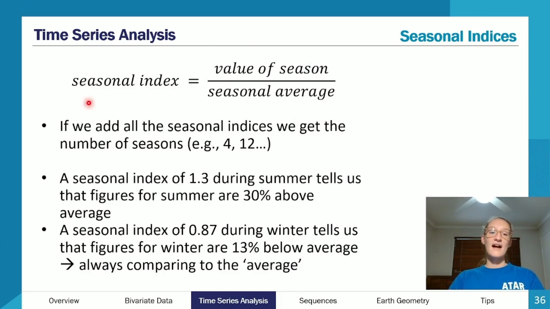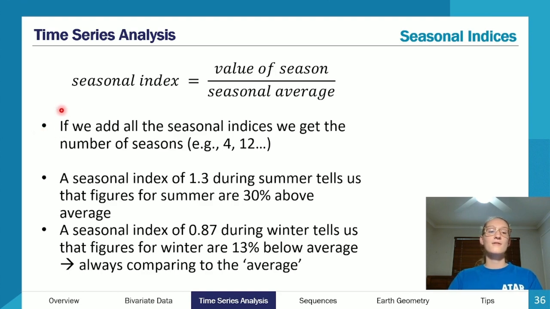This is our formula to calculate the seasonal indices. The seasonal index, that number that'll probably be around 1, a bit below or a bit above, is equal to the value of the season, for example the number of ice creams sold in summer, divided by the seasonal average. You've got to calculate that seasonal average before you can find your seasonal index. Again, a quick reminder that if you add your seasonal indices together, it will equal the number of seasons.